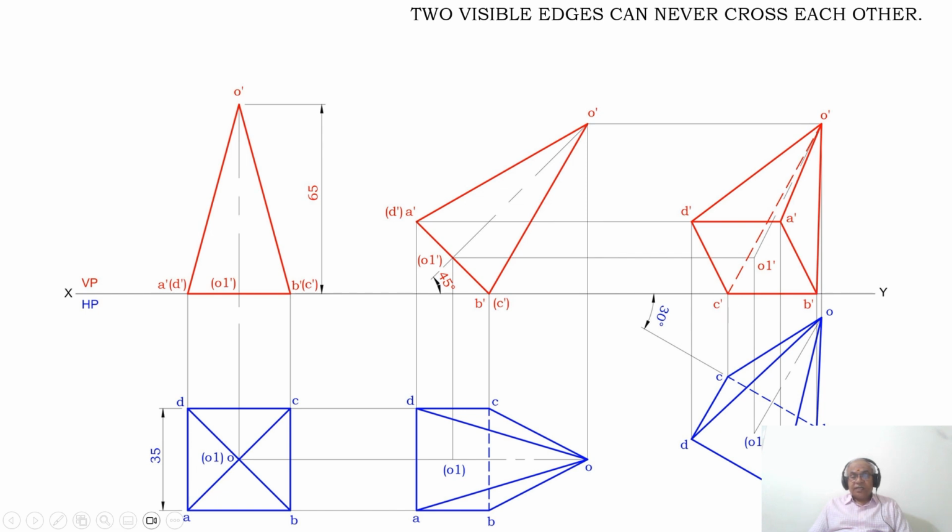In the top view, that edge is going to become BC, and since this BC is inclined at 30 degrees to VP, and it is resting on one of the edges on HP, which is B dash C dash, and the axis is inclined to HP, and it is a square pyramid of 35 mm base and a height of 65 mm. So since we have considered all the data which was given in the problem, my problem is right. Thank you.